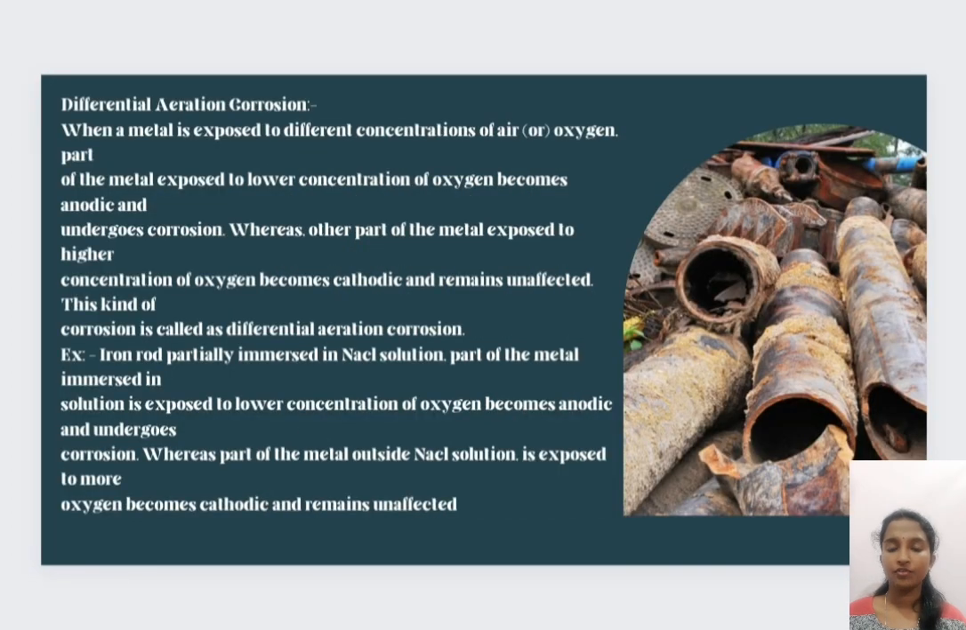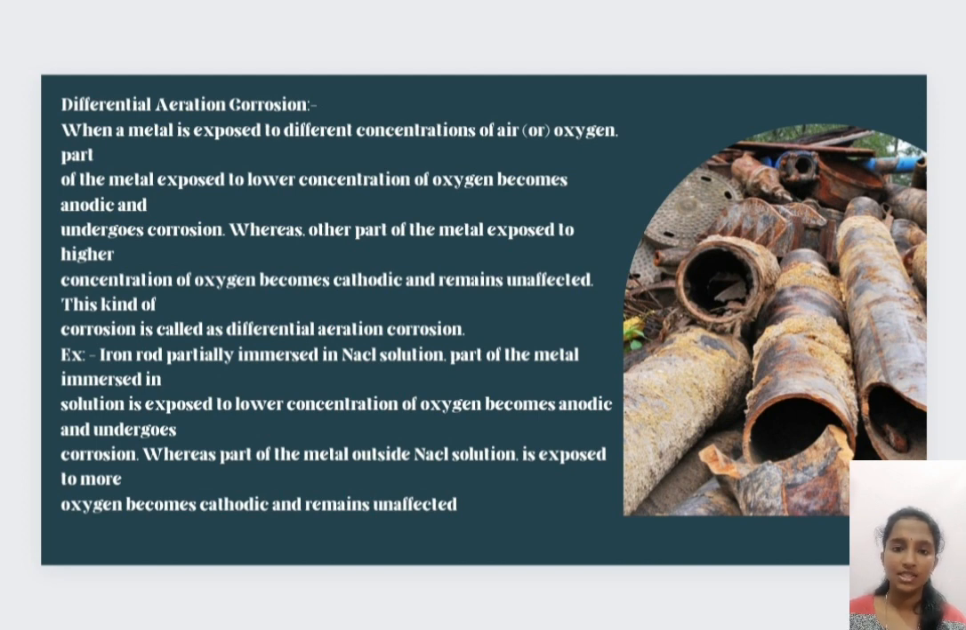The second type of corrosion is differential aeration corrosion. When a metal is exposed to different concentrations of air or oxygen, the part of the metal exposed to a lower concentration of oxygen becomes anodic and undergoes corrosion, whereas the other part which is highly exposed to oxygen becomes cathodic and remains unaffected. This type of corrosion is called differential aeration corrosion.